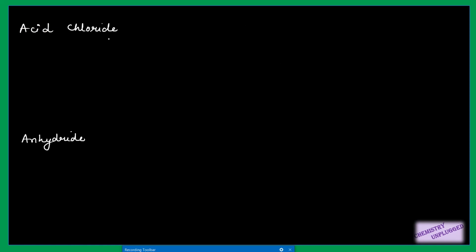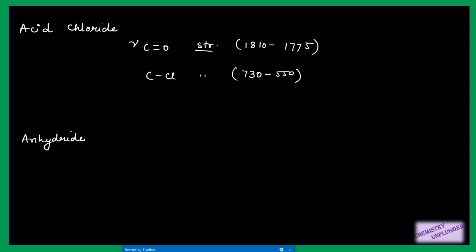Next we have acid chloride. For acid chloride, the CO vibrational frequency we have discussed is close to 1800 centimeter inverse, right? So you have this stretching frequency from 1810 to 1775. And one more frequency will be there, that is CCl stretching, and this CCl stretching will be close to 730 to 550. So using these two peaks you can easily find out that it is acid chloride.